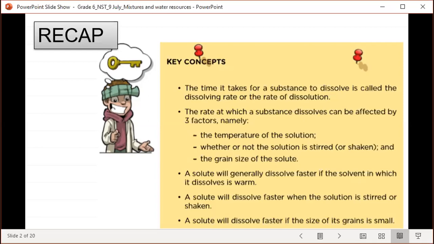And then the third bullet says a solid will generally dissolve faster if the solvent in which it dissolves is warm. The second last bullet, a solid will dissolve faster when the solution is stirred or shaken. Last bullet, a solid will dissolve faster if the size of its grains is small.